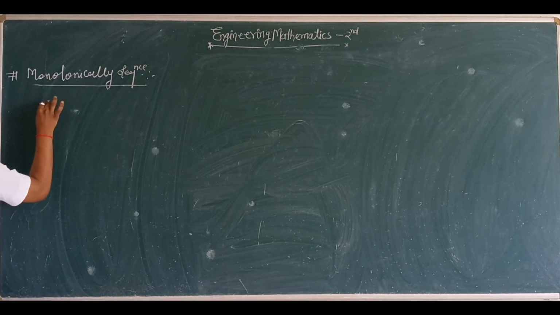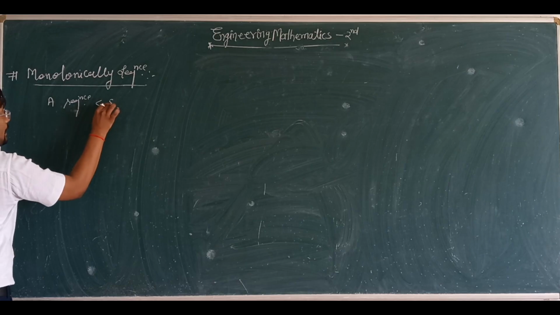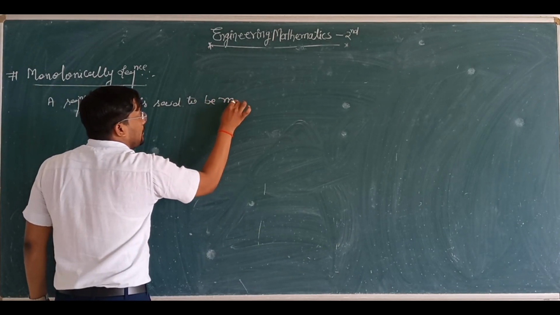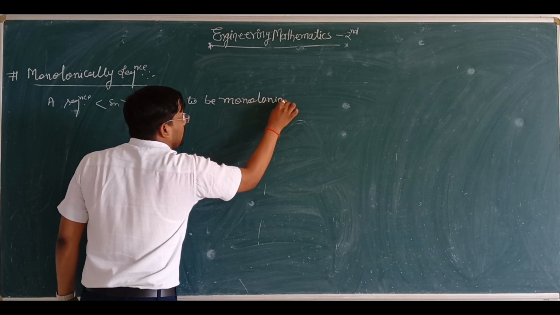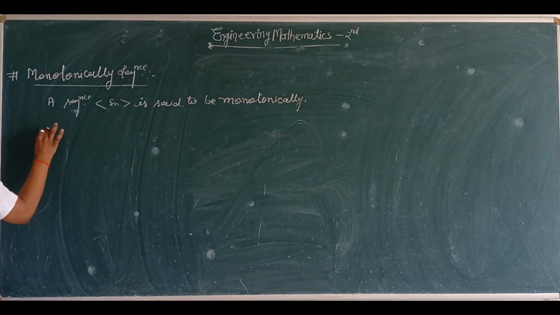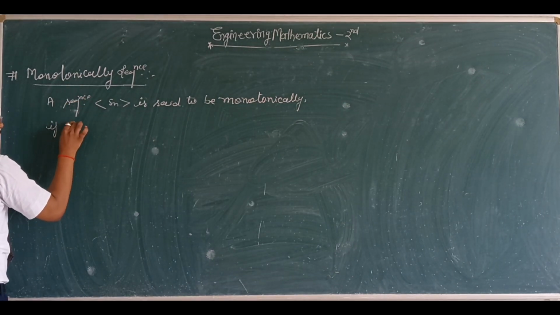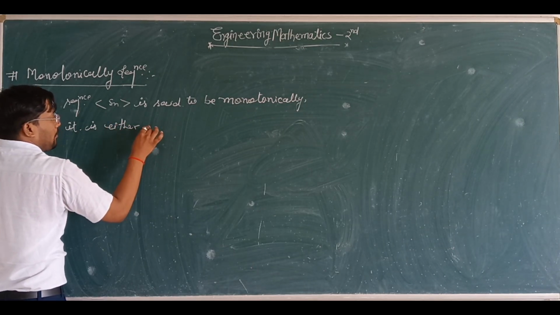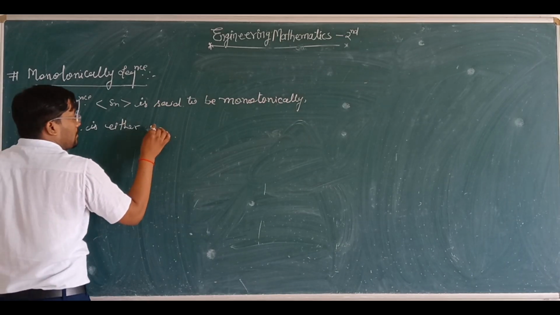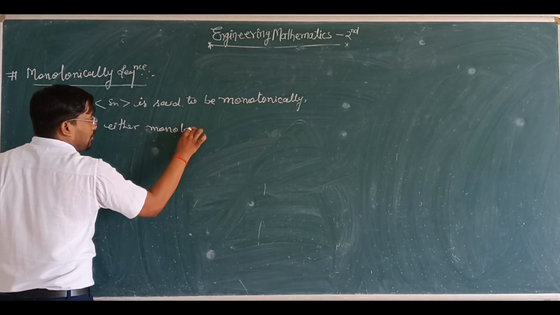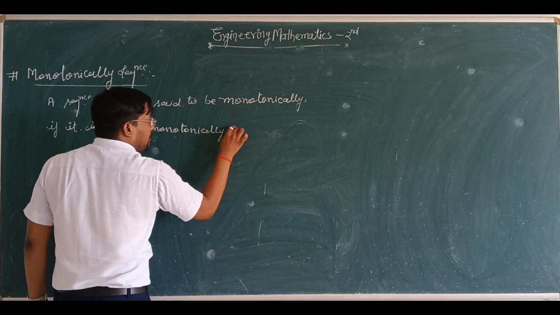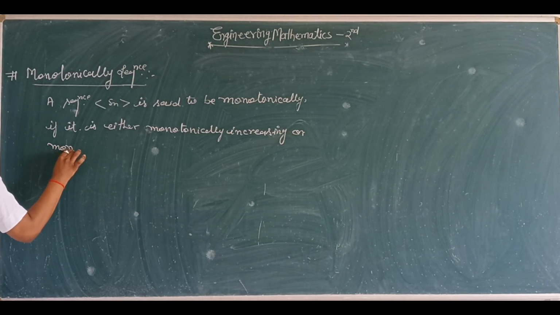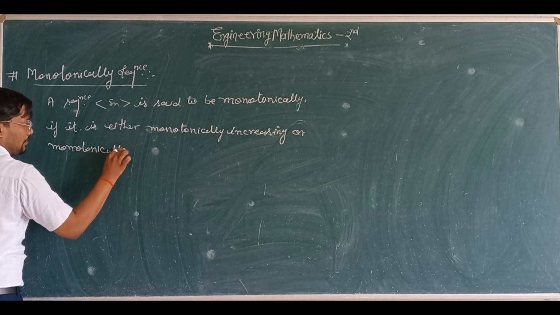Now you can note down: a sequence Sn is said to be monotonic if it is either monotonically increasing or monotonically decreasing.